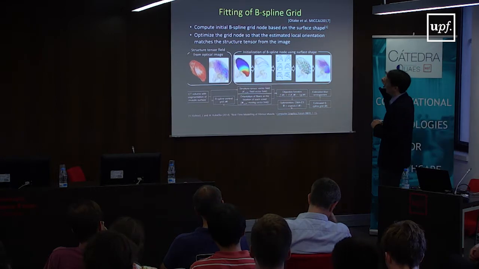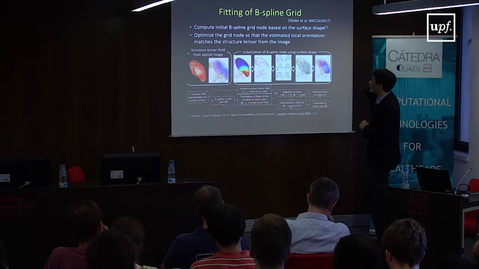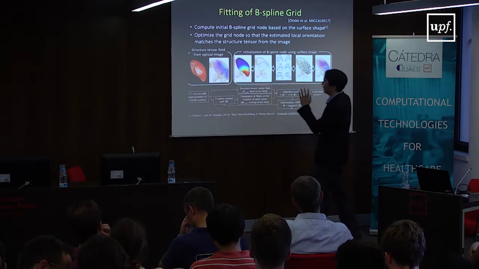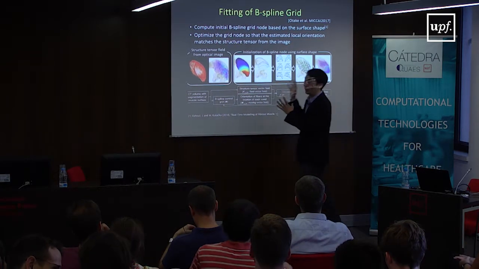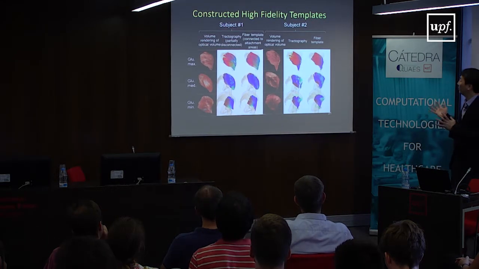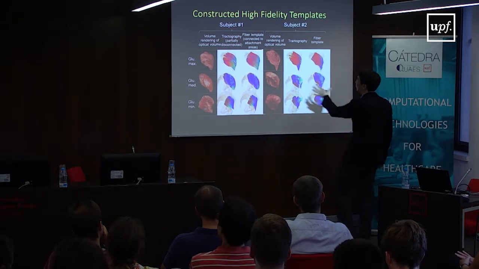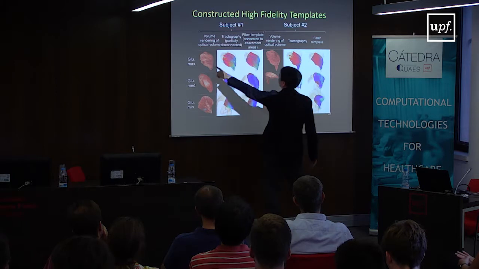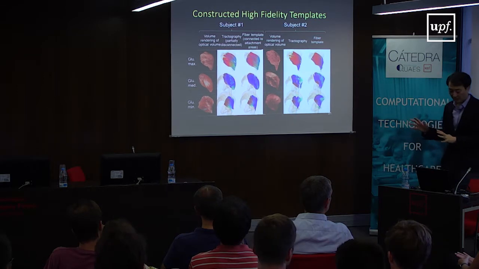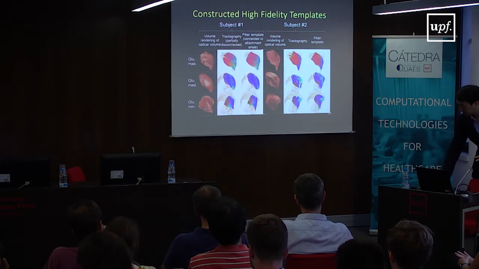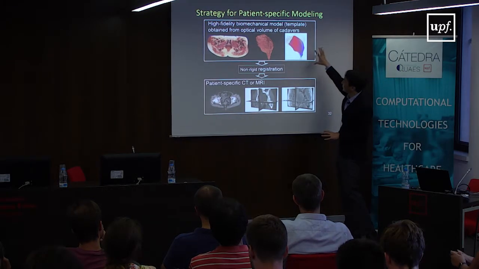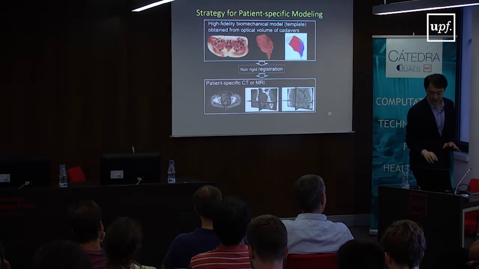So this is one MICCAI paper last year, which creates this kind of template. In this paper, we described how to create the template from high-resolution data. This is the result. We have, in this case, two subjects, the same muscle, but you can see different shape and alignment of the fibers. So as I said, our strategy is just to register this template to each CT.